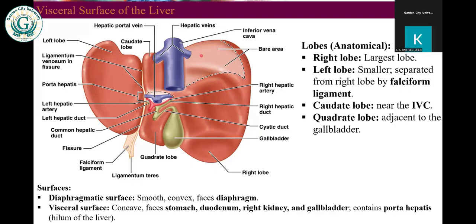The area that we call the bare area of the liver is bare in the sense that there is no peritoneal attachment. The impressions that you are seeing here are created by the viscera. The right lobe is the largest lobe. The left lobe is smaller, and it's separated from the right lobe by the falciform ligament. The caudate lobe is near the IVC, and the quadrate lobe is adjacent to the gallbladder.